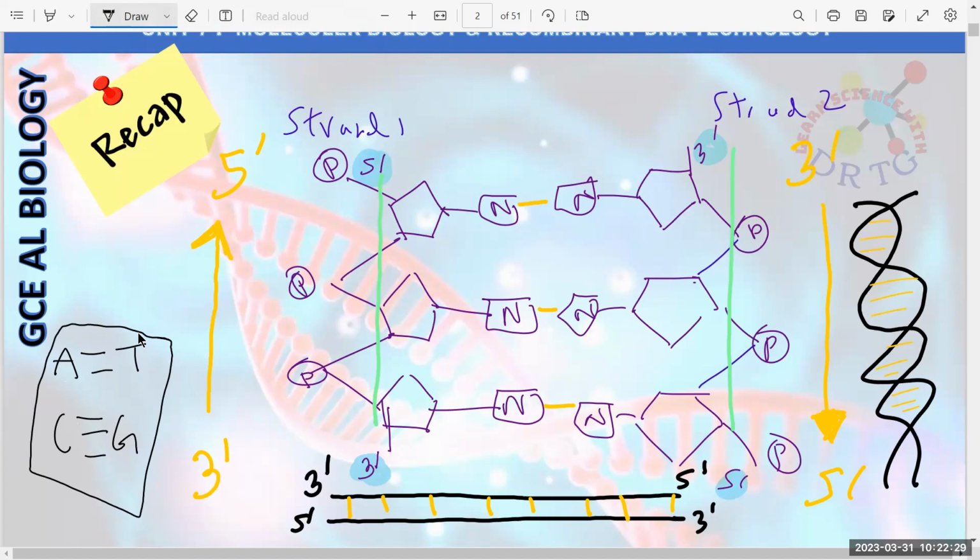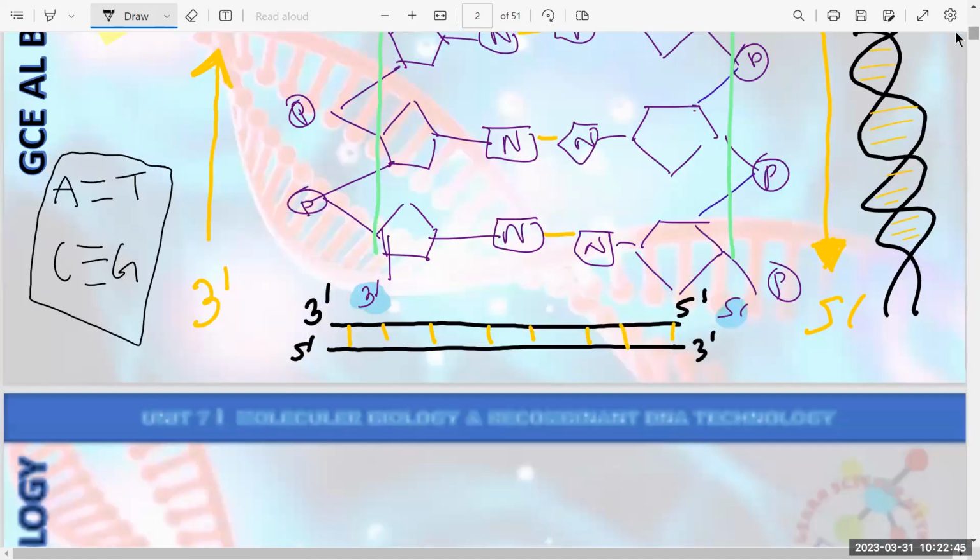Right, we need this basic recap of the DNA molecule to start the advanced lessons coming up in the next section. So this is something we recap from the past, how it looks like.